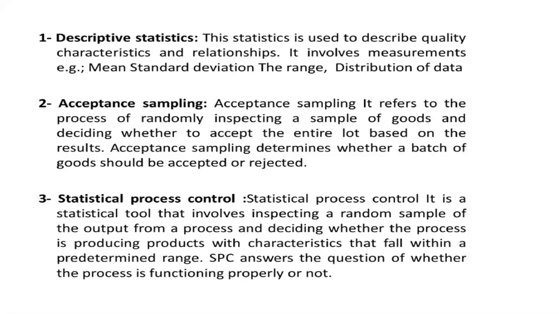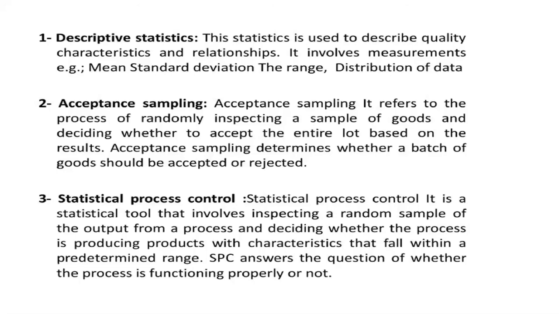Then we have acceptance sampling. Acceptance sampling refers to the process of randomly inspecting a sample of the goods and services and deciding whether to accept the entire lot based on the results. Suppose an inspection is going on in an organization and they select a sample of goods for inspection. After inspection, they find that a defect exists in one or two units. Then they will reject the whole lot. So this is done in the acceptance sampling technique.